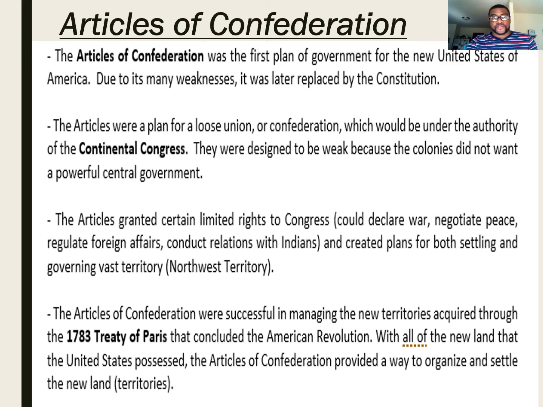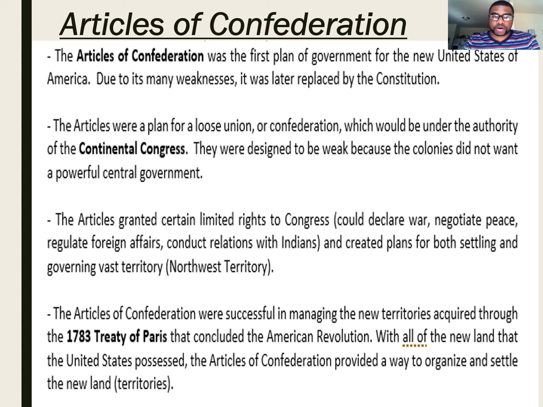The Articles of Confederation was the first plan of government for the new United States of America. Due to its many weaknesses, it was later replaced by the Constitution. The Articles were a plan for a loose union or confederation, which would be under the authority of the Continental Congress. They were designed to be weak because the colonies didn't want a powerful central government. The Articles granted certain limited rights to Congress.